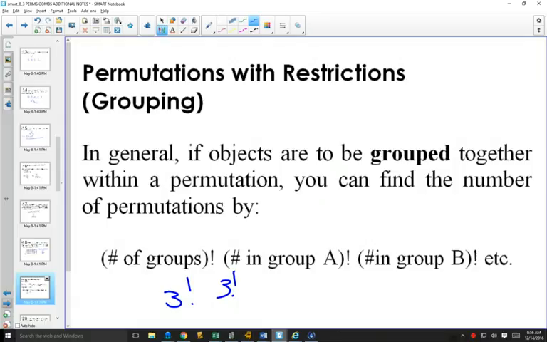And then you put your 152 cartoons. Well, that can be done in 152 decisions, 152 factorial. And finally, your 5 drama movies, 5 factorial.